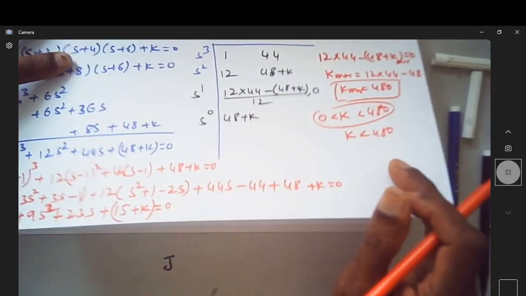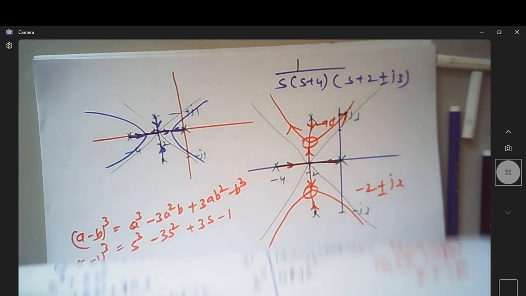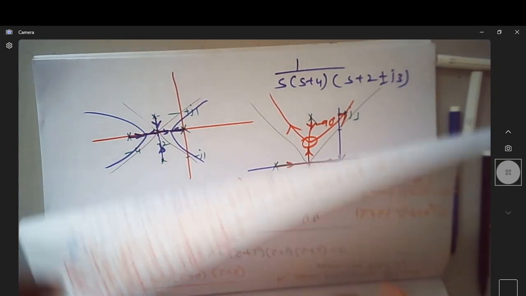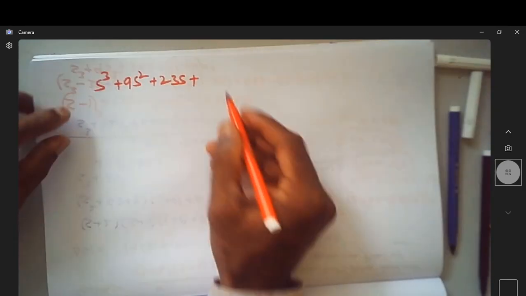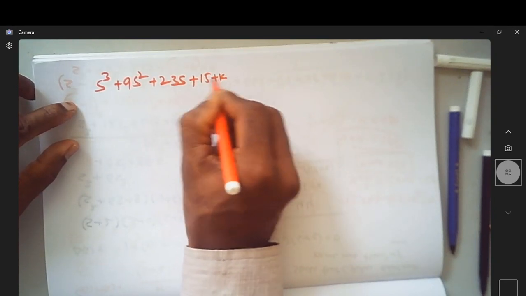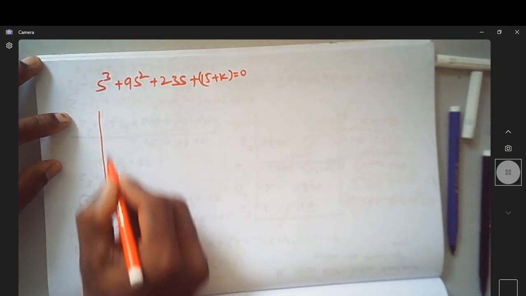So let me find the Routh array for this and the k margin. It is s cube plus 9s square plus 23s plus 15 plus k equal to 0 is my characteristic equation. Let me just do this here.